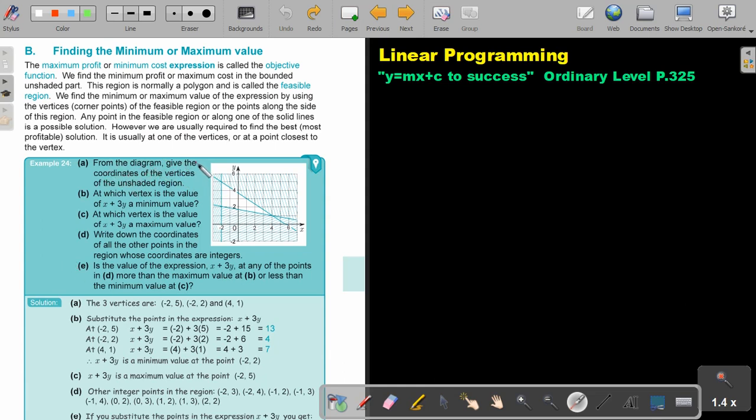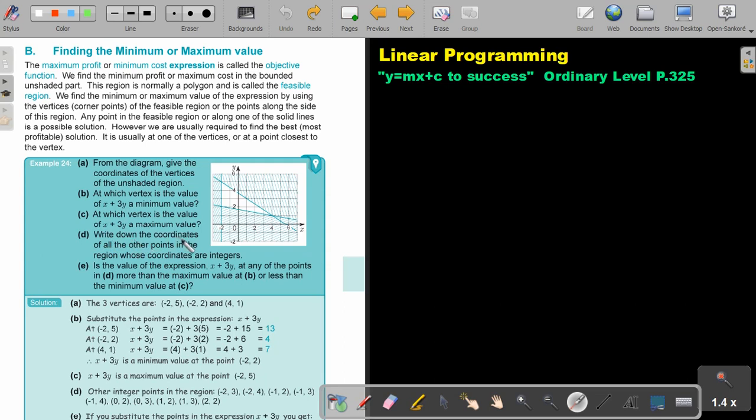From the diagram, give the coordinates of the vertices of the unshaded region. Okay, so it's solid lines, and because it's solid lines, I can take the corner points, the vertices. At which vertex is the value of x plus 3y a minimum value? So just take those coordinate points and substitute them in. Then I will get 13, 4 and 7.